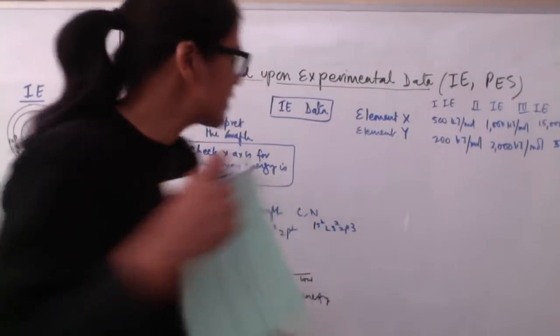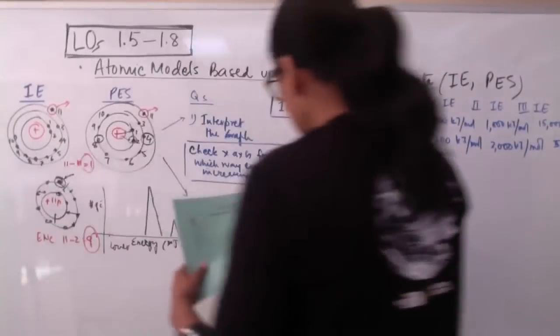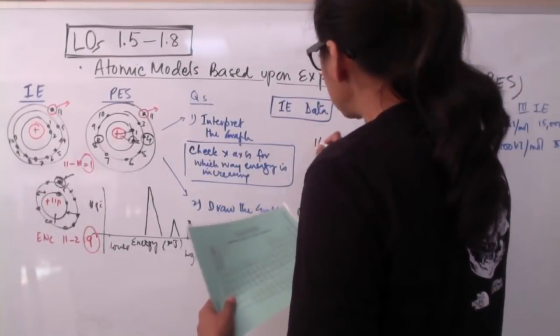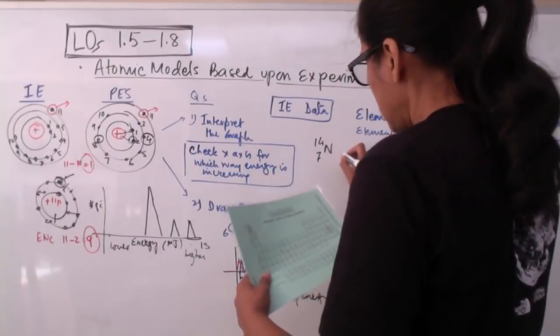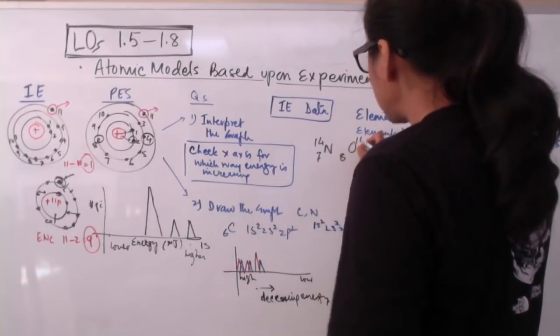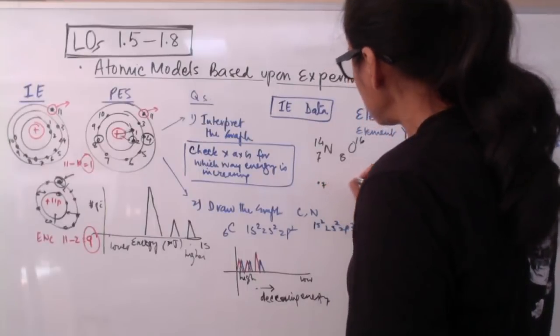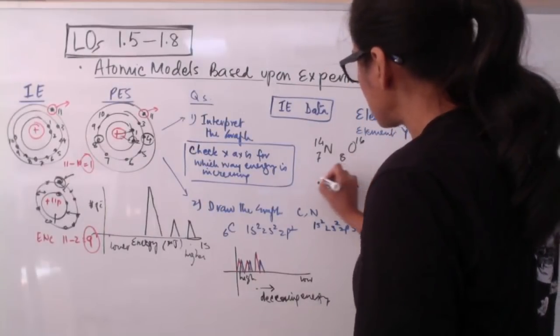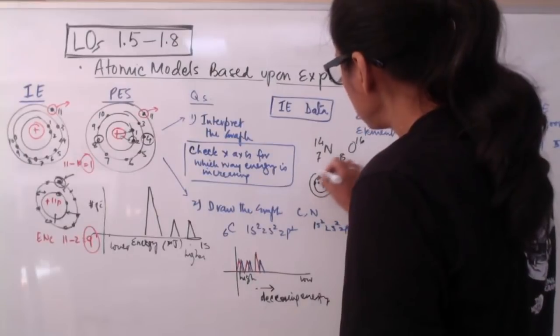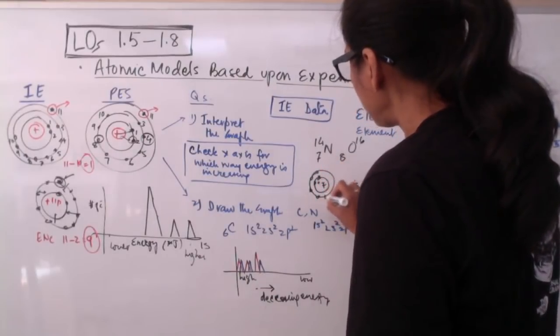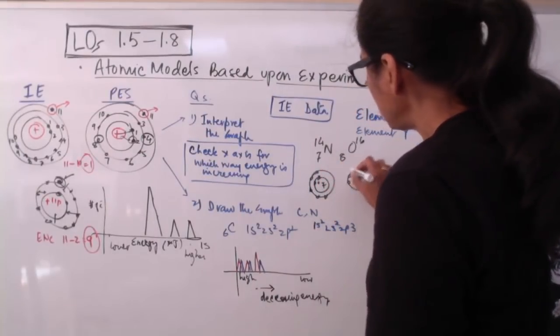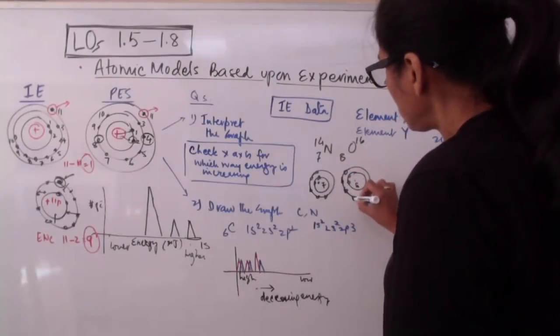I have my periodic table here. I'm ready. So nitrogen is 7 and 14. Oxygen is 8 and 16, right? So in nitrogen, you have 7 protons. In oxygen, you have 8 protons. And you have 2, and then 1, 2, 3, 4, 5. And here you have 2, and 1, 2, 3, 4, 5, 6.